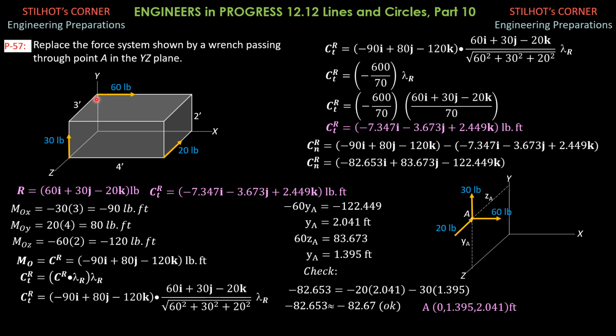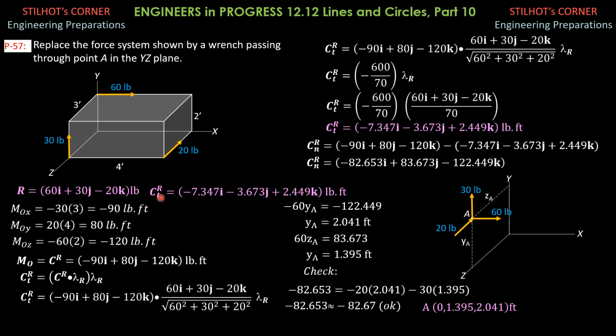Then the moment about the z-axis, this is the positive sense. The 20 acts parallel, so only the 60 pound force has moment about the z-axis, and it is negative. So it is negative 60 times 2, so negative 120 pound-foot. Then the moment about the origin in vector form can now be written as negative 90i plus 80j minus 120k pound-foot.